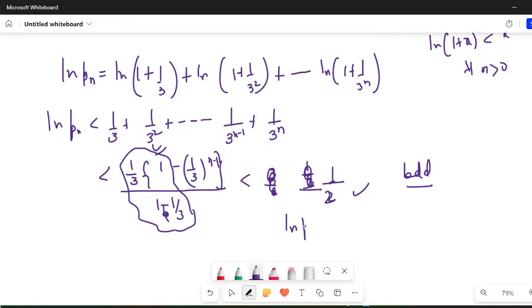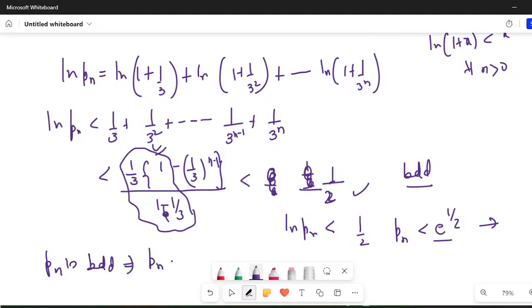If ln Pn is bounded, is less than, let's say, 1 over 2, I can say that my Pn is less than e raised to power 1 upon 2. It implies that Pn is bounded. And if Pn is bounded, and Pn is increasing, that is monotone plus bounded. So if a sequence is monotone as well as bounded, then it is convergent. If a sequence is monotone plus bounded, then it is convergent. Always remember that.